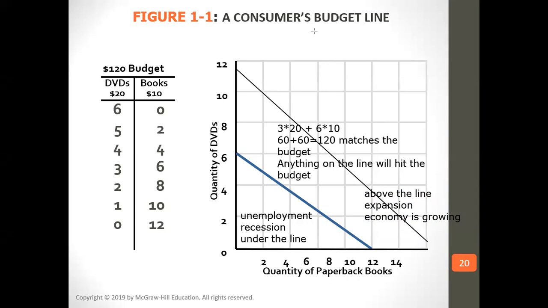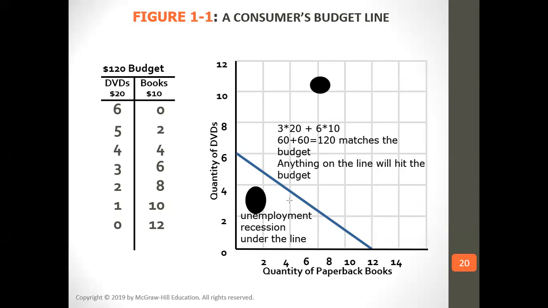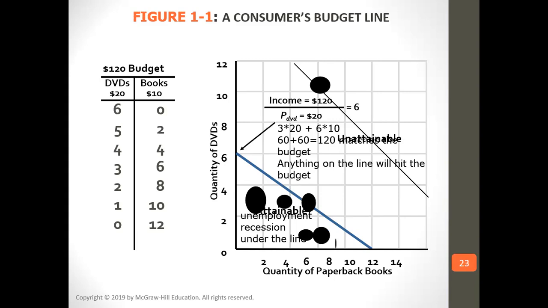But if the line doesn't shift out, it's not possible to have anything out here, because you don't have the money to get here. But you have the money to get here, right now, because the line is there. If the line goes out here, you can buy this quantity. But the line's not there yet. So yeah, I'll erase this.